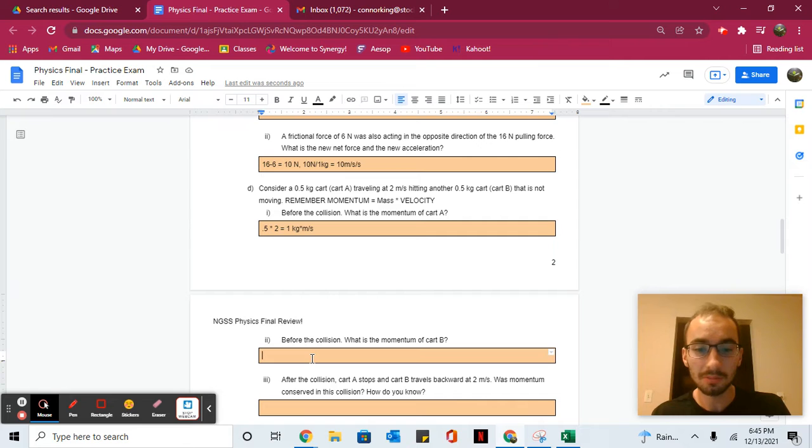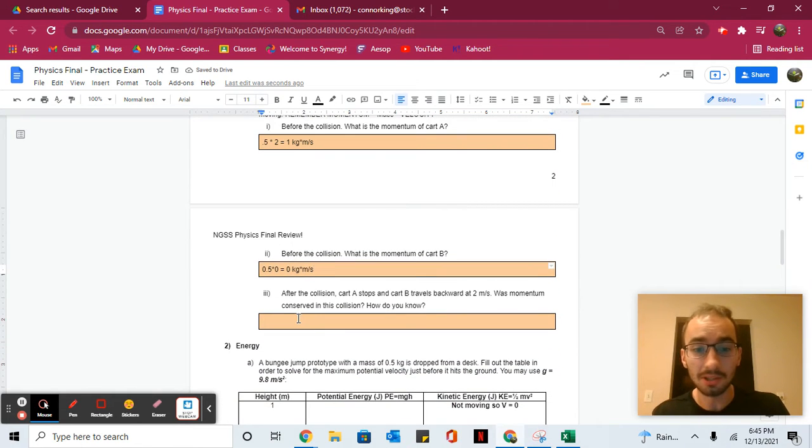Next, before the collision, what is the momentum of cart B? Cart B now. B is not moving. So the mass is 0.5, but the velocity is 0. So that's 0. Since it's not moving, there's no momentum. Next one, after the collision, cart A stops completely, and cart B now travels backwards at 2 meters per second. Was the momentum conserved in this collision?